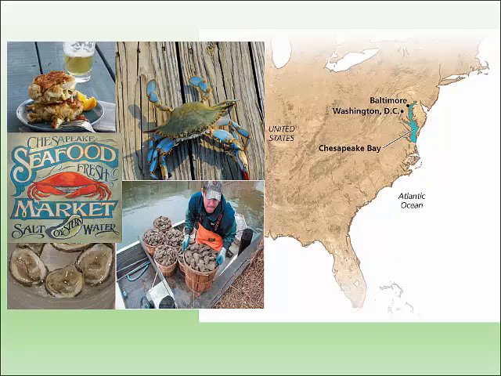Chesapeake Bay is 200 miles long, stretching from Maryland to Virginia. The bay is an estuary, which is a body of water where fresh and salt water mix together. The Chesapeake Bay is the largest estuary of more than 100 in the U.S. and is the third largest in the world.